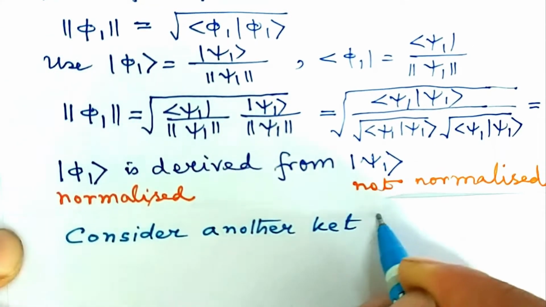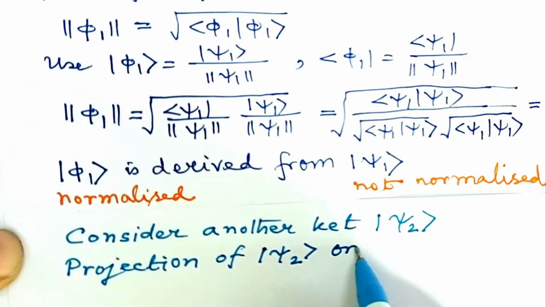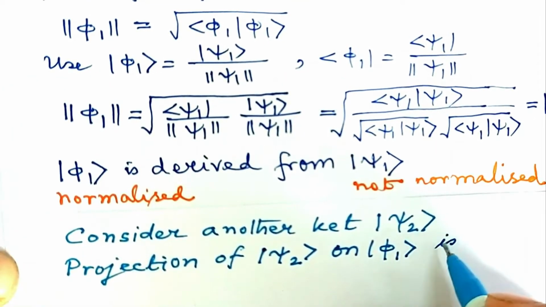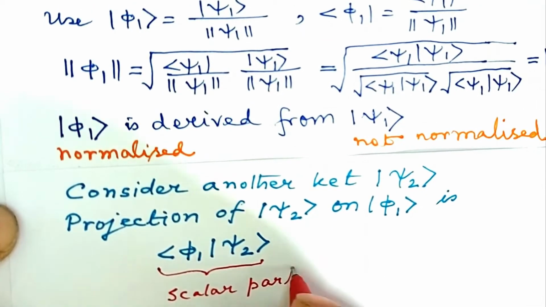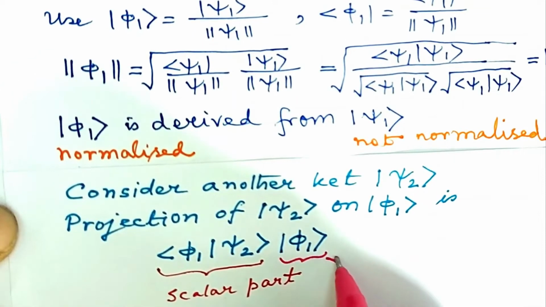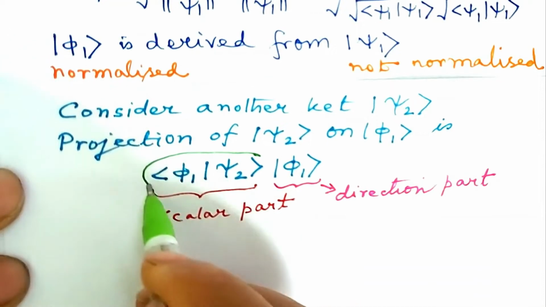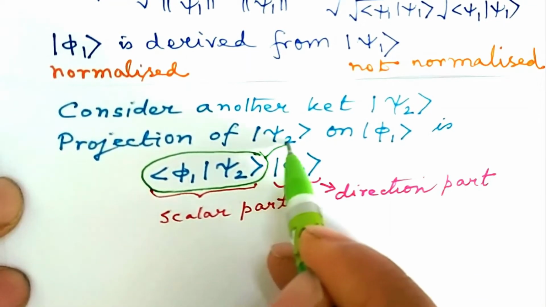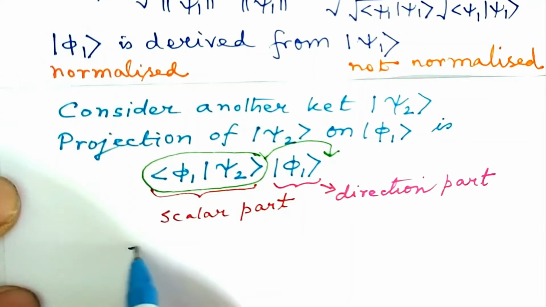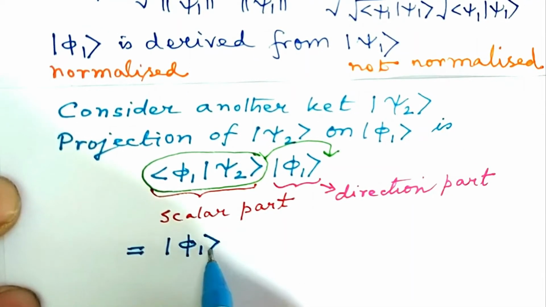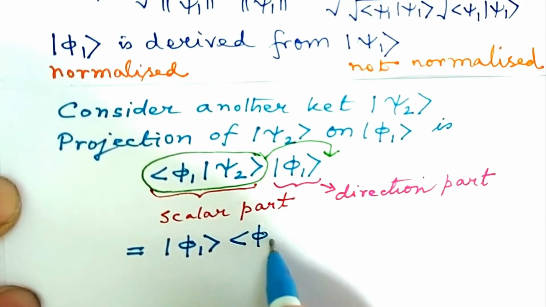Consider another ket psi 2. Projection of ket psi 2 on ket phi 1 is the inner product bra phi 1 ket psi 2, which is the scalar part, into ket phi 1, which is the direction part. Now this part is scalar and can be placed anywhere, and hence let us place it here. So we write ket phi 1, which is the direction part, and then the scalar part bra phi 1 ket psi 2.